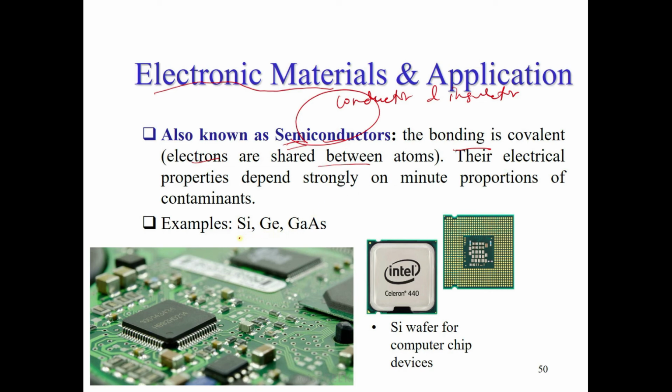Examples of electronic material are silicon, germanium, as well as combinations between group 3 and 5 elements in the periodic table. We can have gallium arsenide. This is an example of the application of electronic material. We have silicon wafer for computer chips and devices. Nowadays, we have smartphones. Most smartphones are made of semiconductor material.